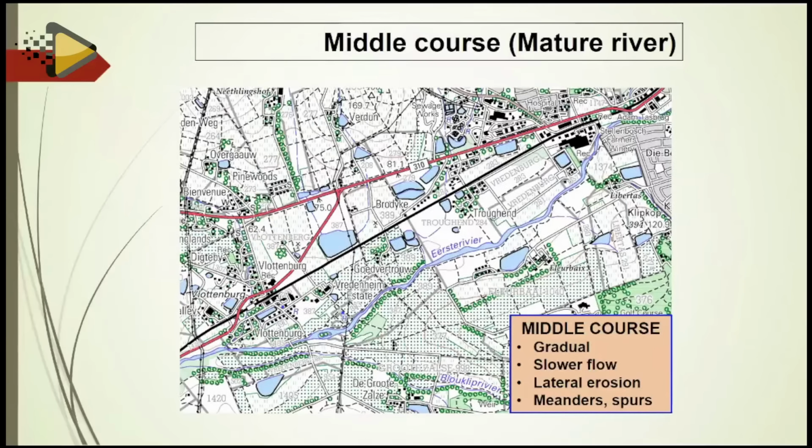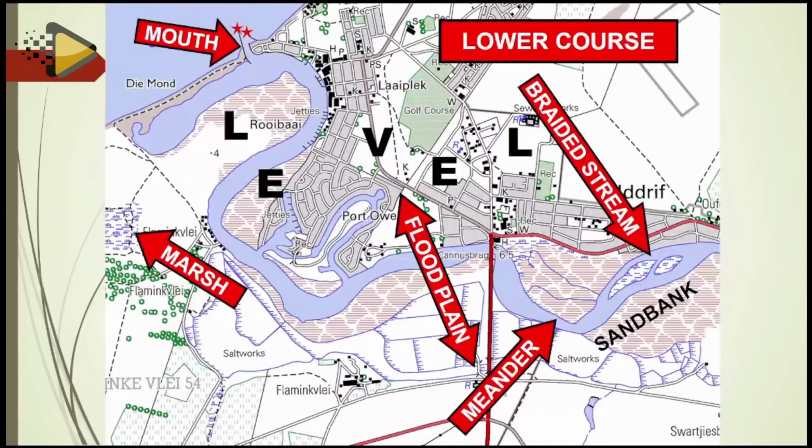And this is the middle course of the river. You can see now with the contour lines being far from each other, there's a lot of dams there, indicating that the gradient is gentle there. And then what do you have there? This is the lower course. Then you see the braided streams there.